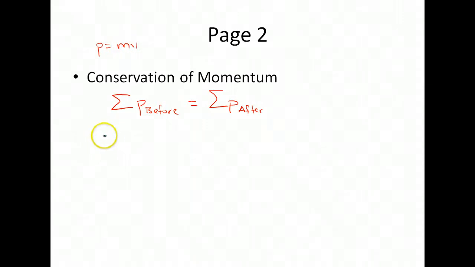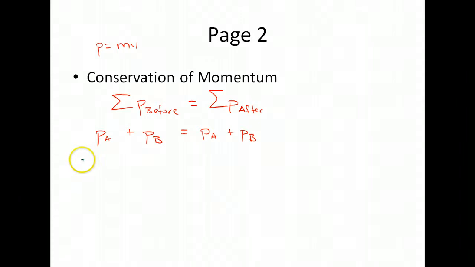So say we have object A and object B, but we just want to know the momentum of object A before the collision, and add the momentum of object B before the collision, and then the momentum of object A after the collision plus the momentum of object B after the collision. And we can break this down a little bit further.